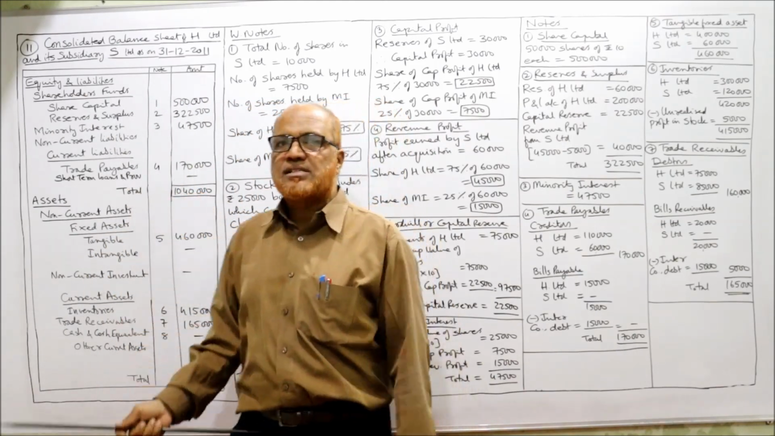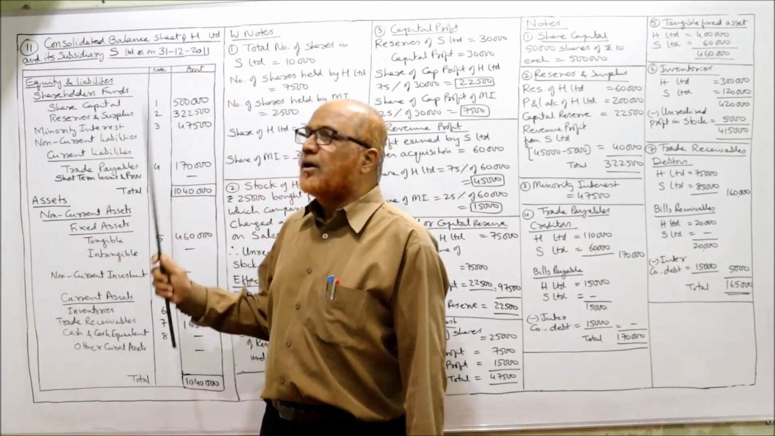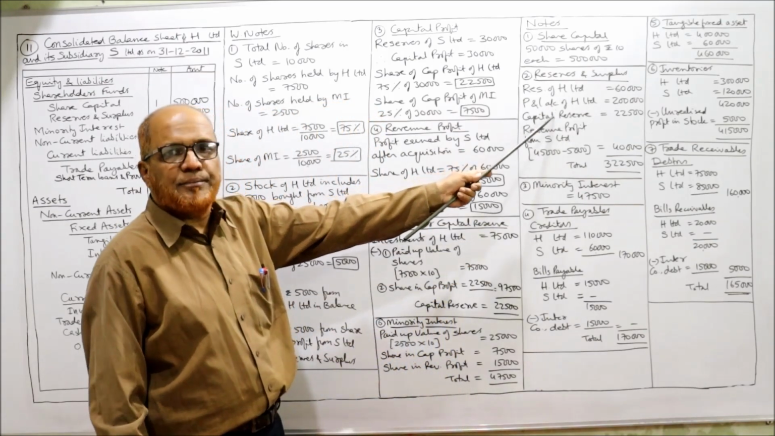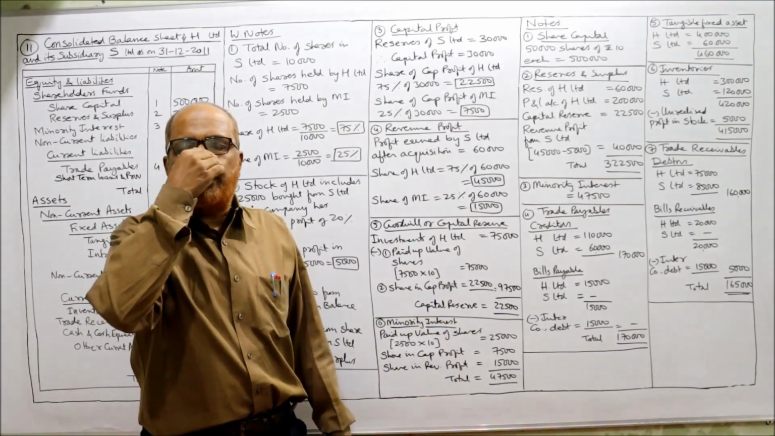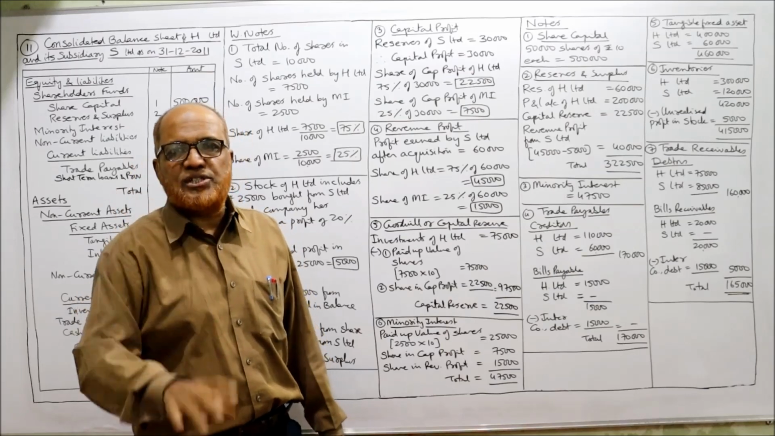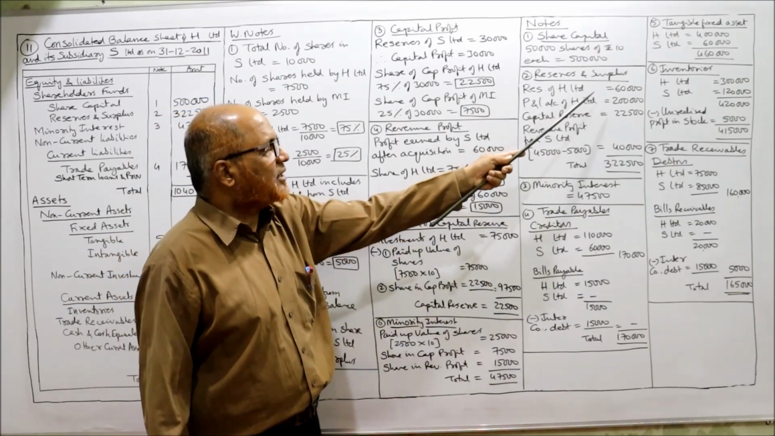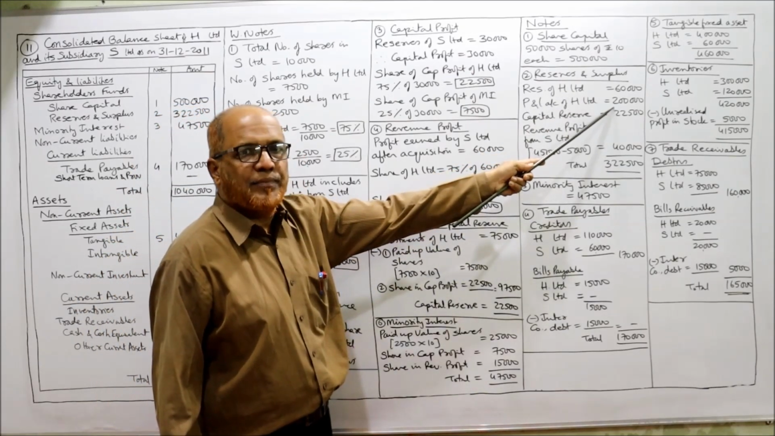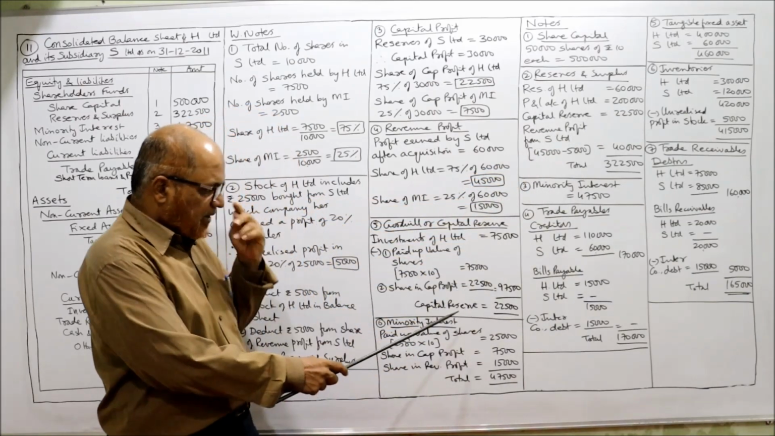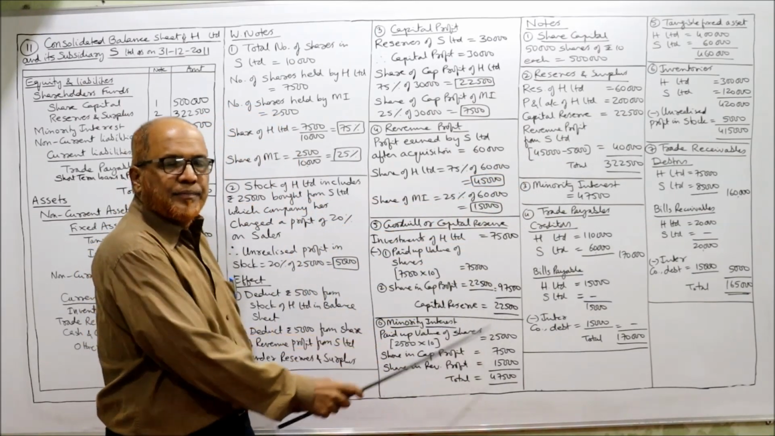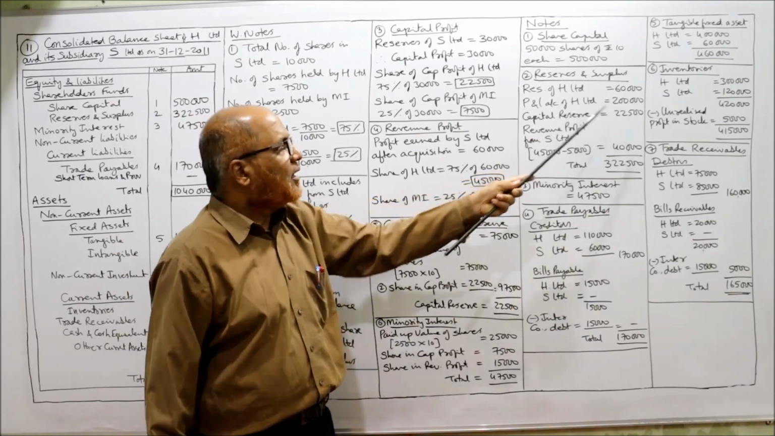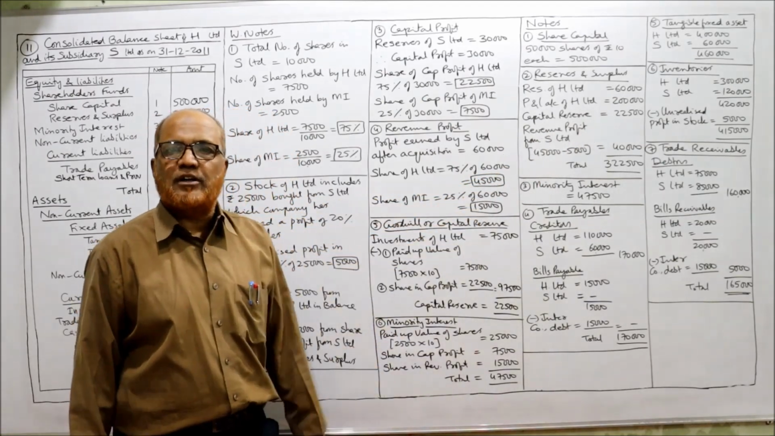Second, we will take reserves and surplus, 3,22,500. How did we get 3,22,500? You can see here. The reserves and P&L account of H Limited will remain the same. Now the capital reserve, which we just calculated, is 22,500.